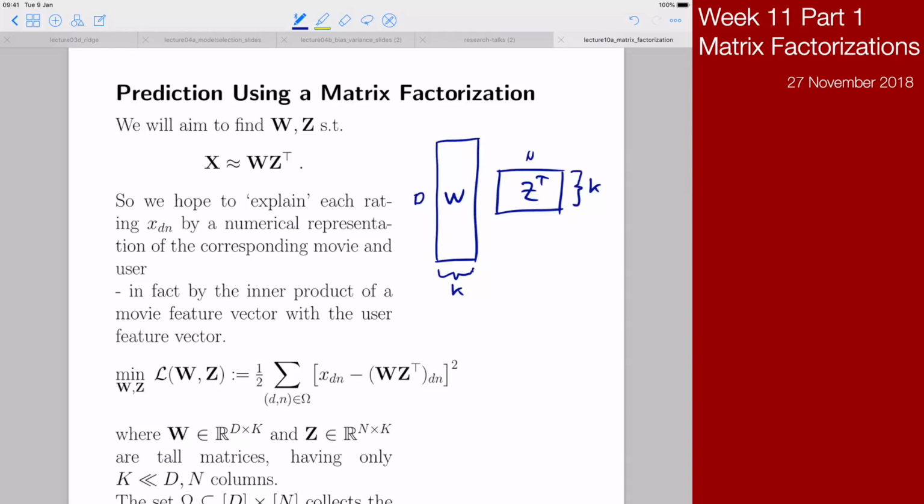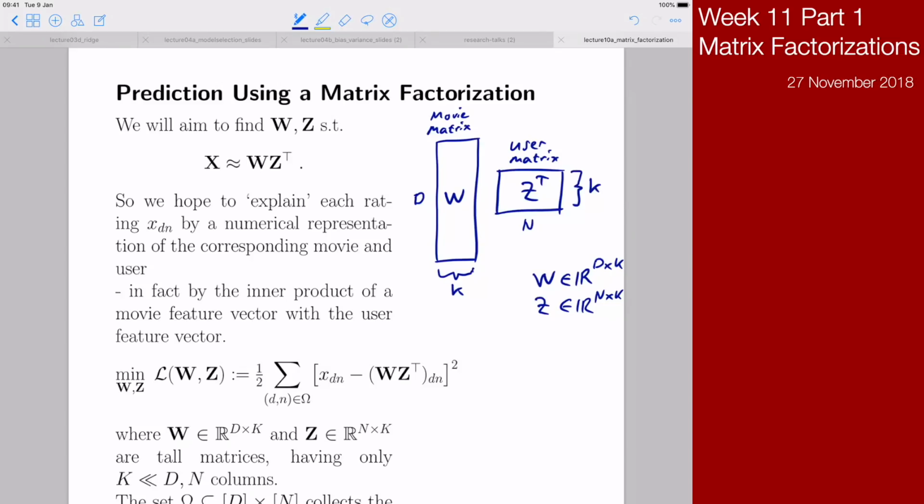So let's clarify this again. W is called the movie matrix. And then this other thing, Z, is called the user matrix, right? And it has n columns. Why is that? Because Z has a row for every user. Why row? Because, well, it's transposed. And W has a row for every movie. That's what it is. W is D by K, and Z is the same thing but with n, so n by K. And these are the variables. This is what we need to find.